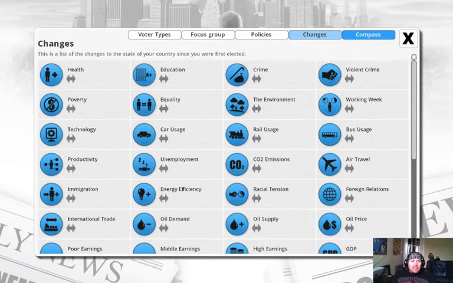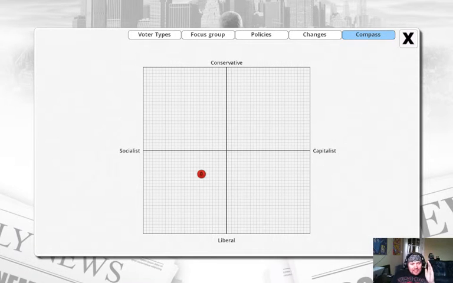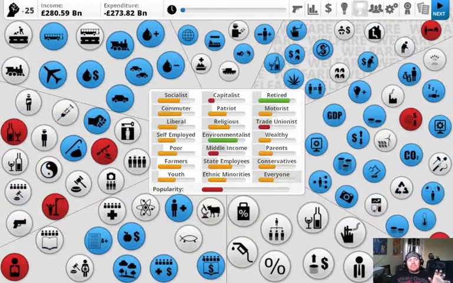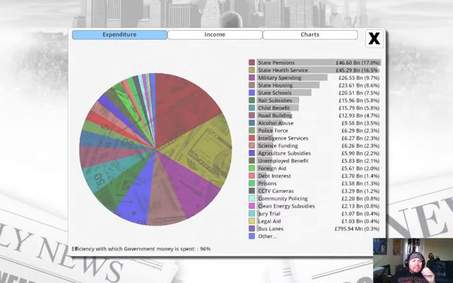We haven't done anything yet. Our political compass leans slightly socialist, slightly liberal. Let's see how that goes further in the game. Financial data, as you can see, the biggest drain on our finances at the moment, state pensions. An aging society means pensions. Pensions, state pensions, government pensions.